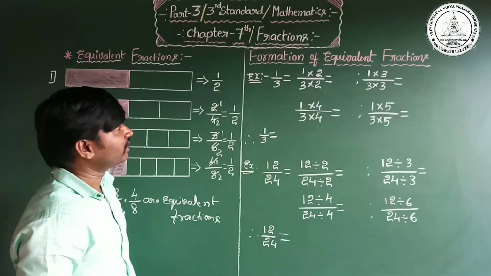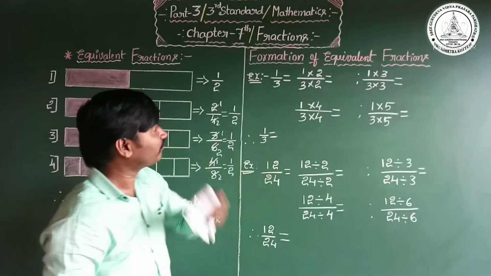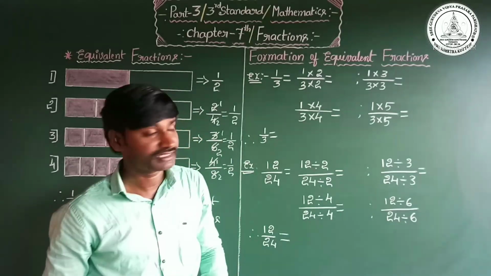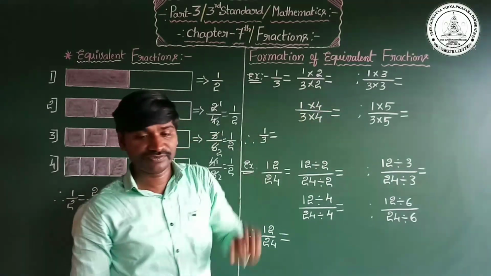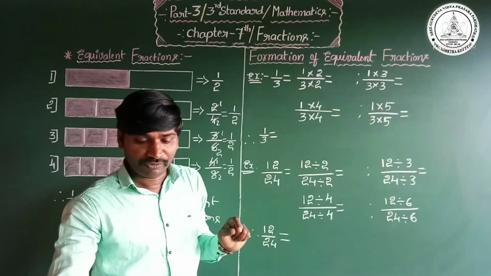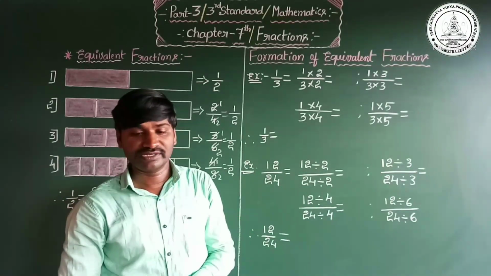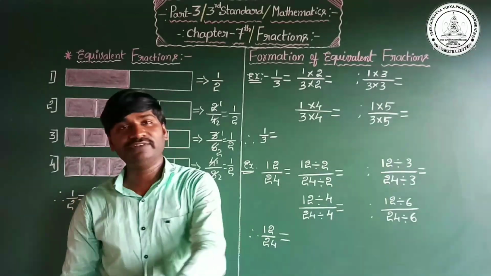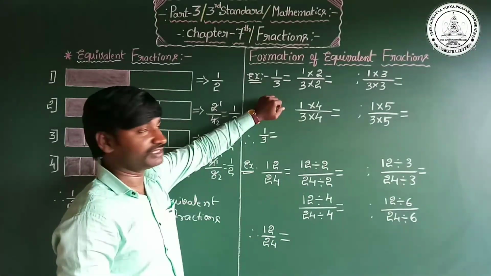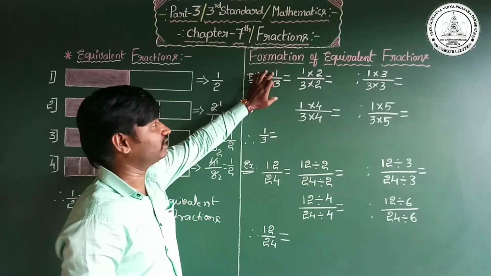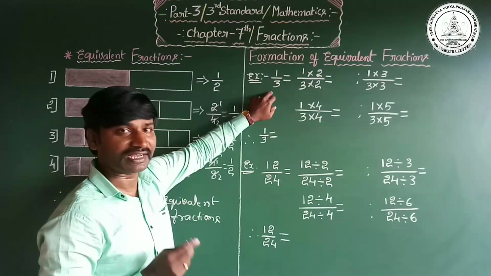Now, formation of equivalent fractions. How do we form equivalent fractions? Dear student, open page 176. Formation of equivalent fractions: we can get fractions equivalent to a given fraction. Here 1 by 3 is the given fraction.